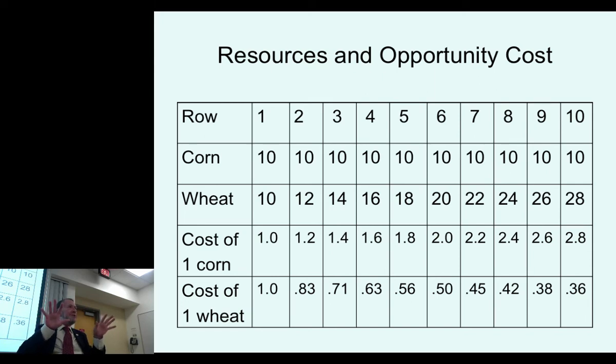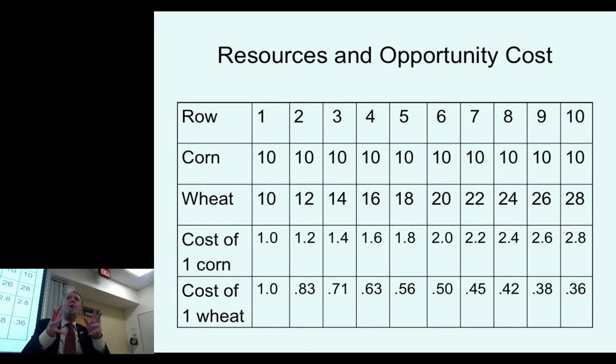10 rows, 10 bushels each, 100 bushels, right? It's all planted in corn. If you wanted to begin planting wheat, what row would you plant first? Row 10, because that's the most wheat you can get for any of the rows. Good. So in doing that, I would give up 10 units of corn, and I would gain 28 units of wheat. Everybody see it? That's what my output would be at that particular point.